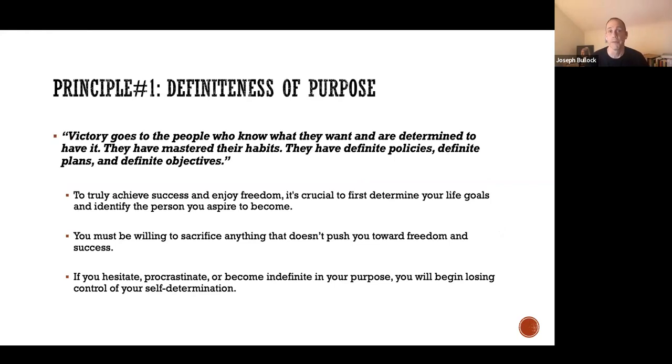So principle 1, definiteness of purpose. Victory goes to the people who know what they want and are determined to have it. They have mastered their habits. They have definite policies, definite plans, and definite objectives. To truly achieve success and enjoy freedom, it's crucial to first determine your life's goals and identify the person you aspire to become. You must be willing to sacrifice anything that doesn't push you towards freedom and success. If you hesitate, procrastinate, or become indefinite in your purpose, you will begin losing control of your self-determination. This is the fundamental principle that drives everything else.